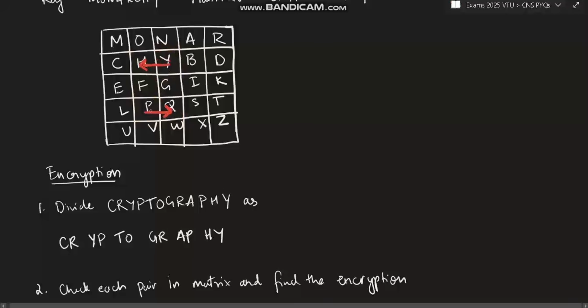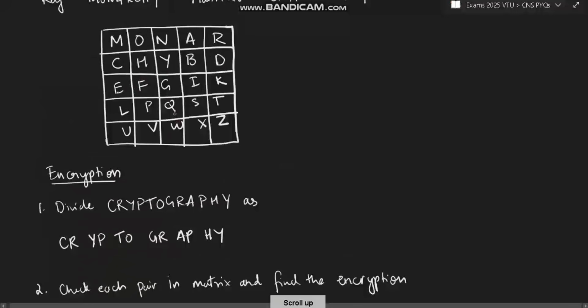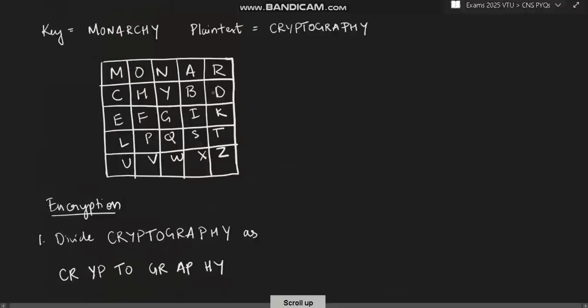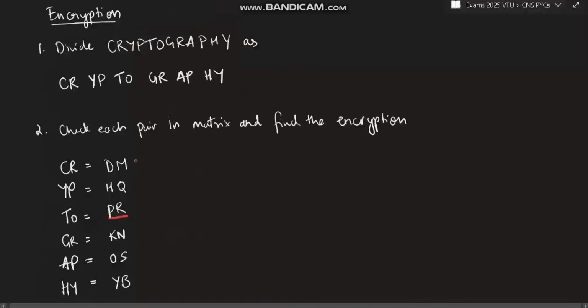So for y it will be h, for p it will be q, so for yp it will be hq. What about to? If we observe, t is present here and o is present here. If we make a rectangle around it, we'll be getting, for t we'll be getting p, for o we'll be getting r. So PR will be the encrypted letters.